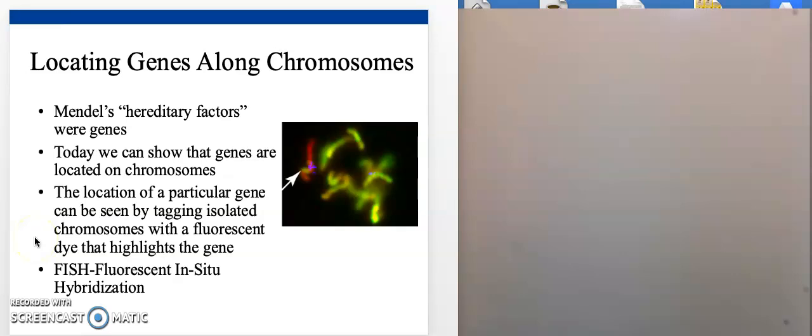The fact that those squiggly little lines that scientists could see under the microscope doing the steps of mitosis and meiosis, and the fact that Mendel's factors for heredity were the same thing, wasn't put together until the experiments we're going to talk about today by the Morgan Hunt group.